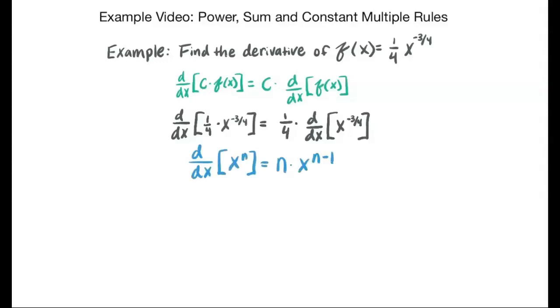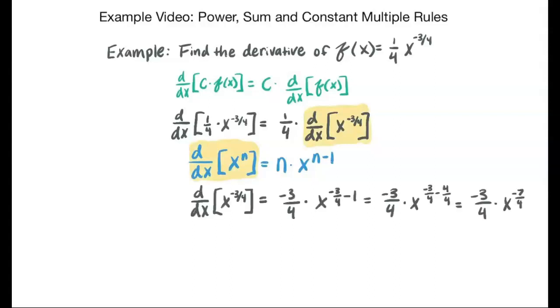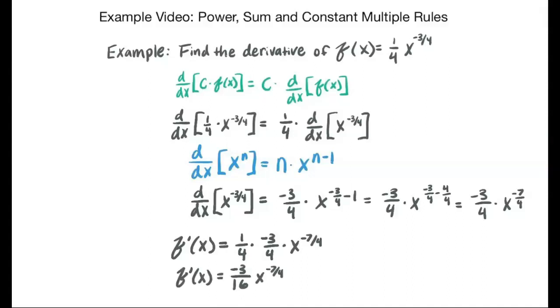Now we need to use the power rule to evaluate the function x to the negative 3/4. The derivative of x to the negative 3/4 is negative 3/4 times x to the negative 7/4. Substituting that into our original function, we get f prime of x equals 1/4 times negative 3/4 x to the negative 7/4. Simplifying the expression, we get f prime of x equals negative 3/16 times x to the negative 7/4.